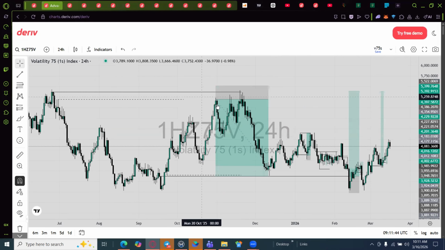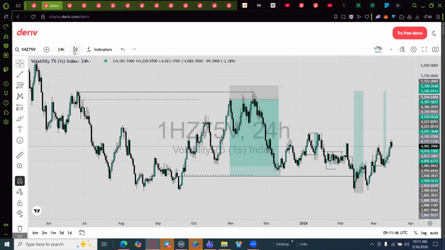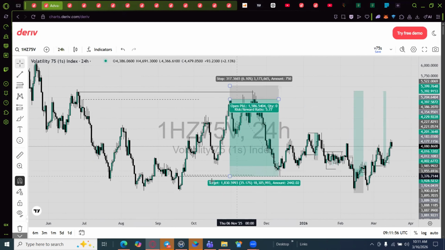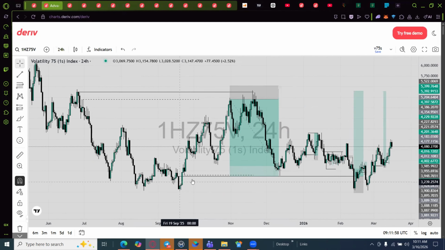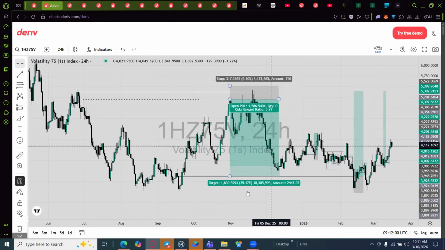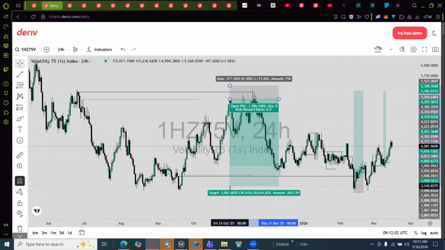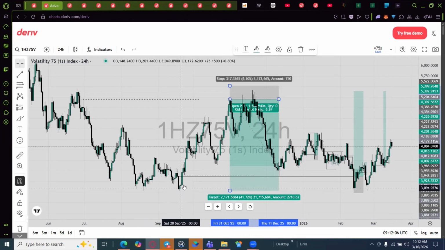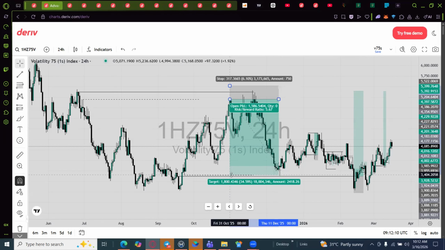Let's go to V75 1S. Yes, this is already the daily time frame. As you can see, I had this since last year. I had this setup, and I remember teaching my people. Someone asked me a question: normally this lowest point is supposed to be where TP is, but why did I have my TP above this zone?